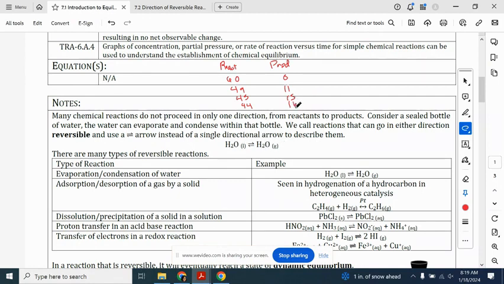But it doesn't mean that you have the same amount of products and reactants necessarily. It's a very rare case that happens. Usually one side is favored over the other. Okay. In this case, because we have more reactants, they are going to be favored over the products. So you're keeping more stuff on this side than you are on this side.